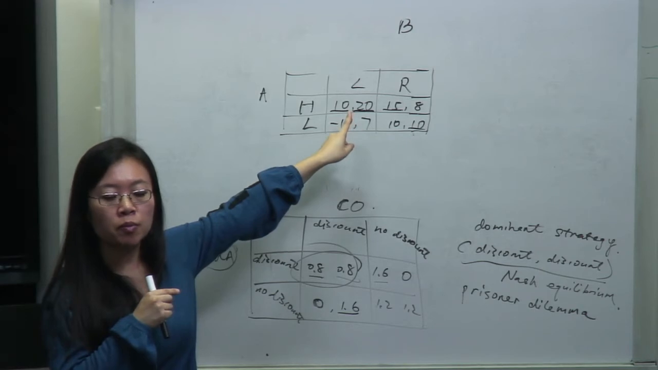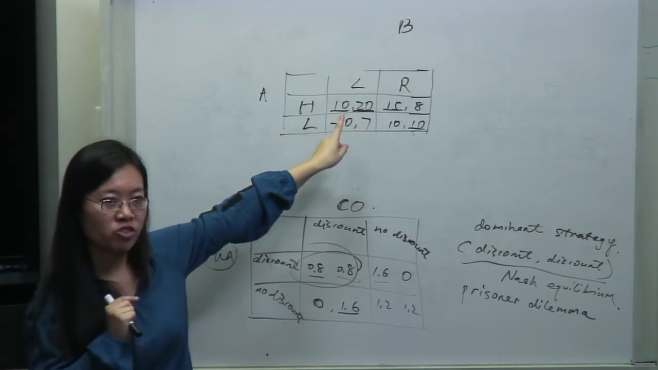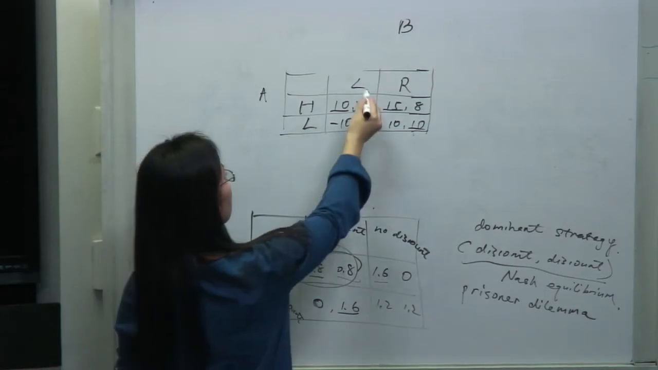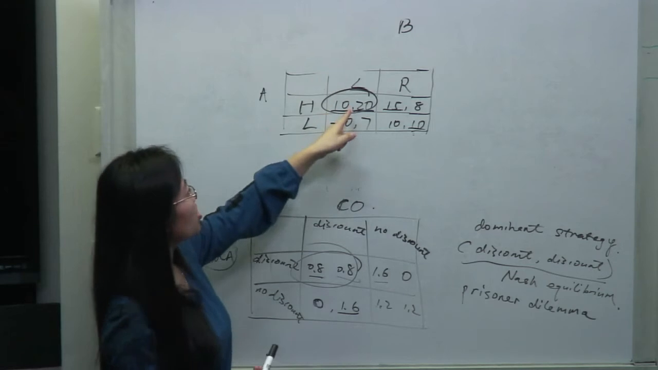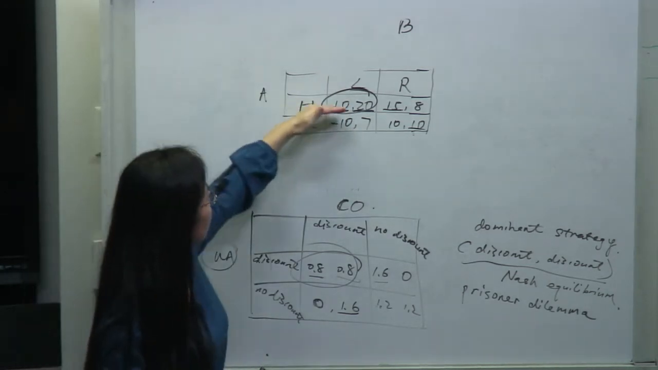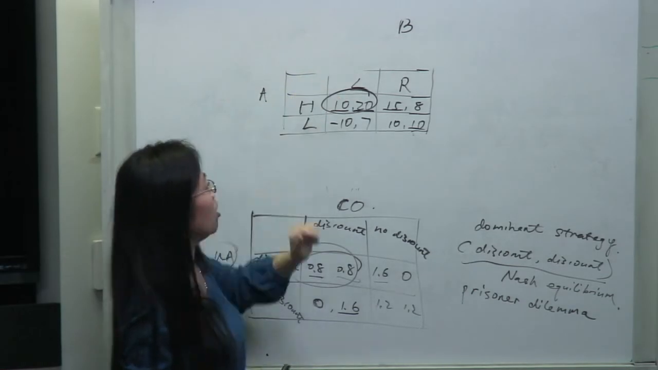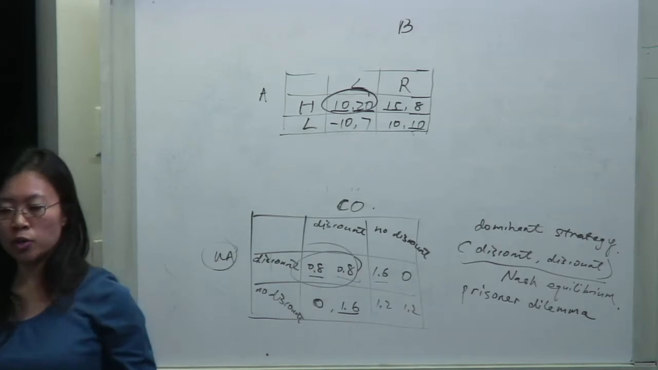What is Nash equilibrium? Given what one player is doing, the other one is playing his best. So this is your Nash equilibrium, because when B chooses L, the best for A is choosing H. When A chooses H, the best thing for B to do is choosing L. So that's why both numbers are marked underneath, and that is Nash equilibrium.